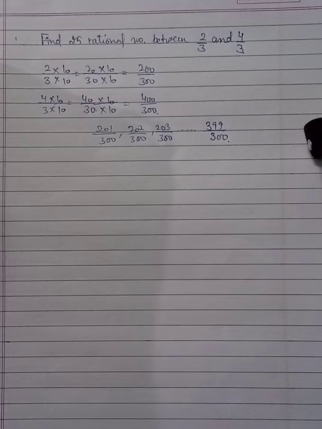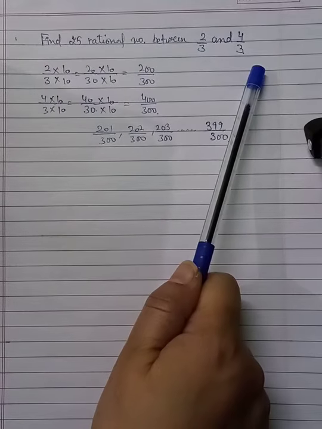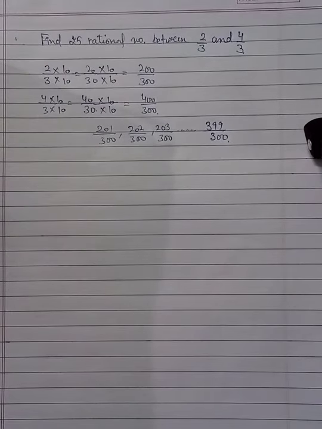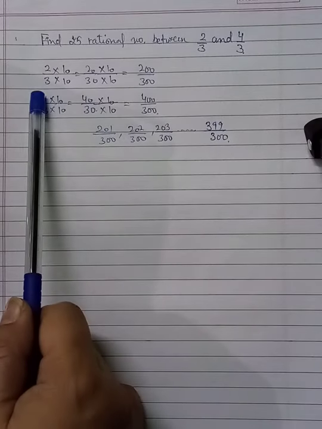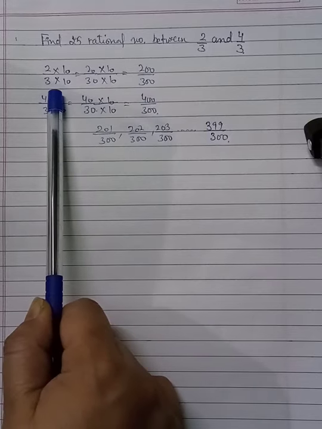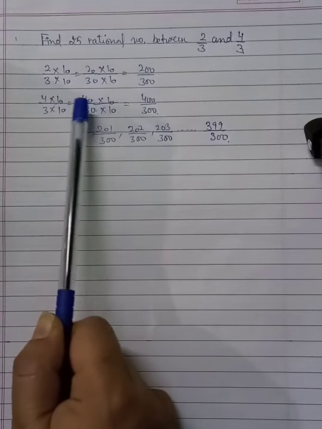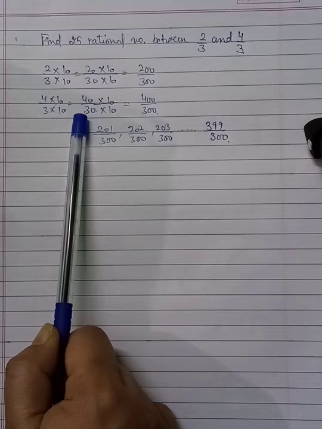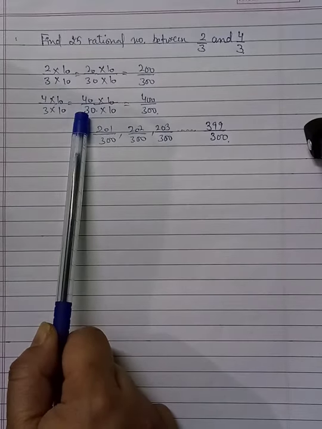One more case I would like to discuss. If the same denominators we are having and I have to find 25 rational numbers, how could I? As I told you, you have to multiply by 10, but by multiplying by 10 I get only 20 by 30 and 40 by 30. I am not able to get 25 numbers in between 20 and 40. So what should I do?